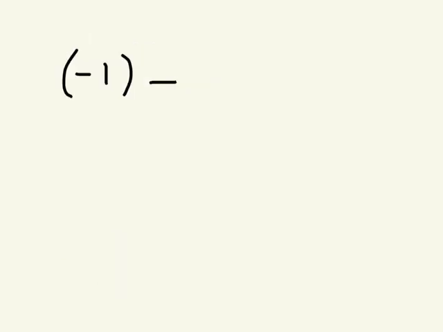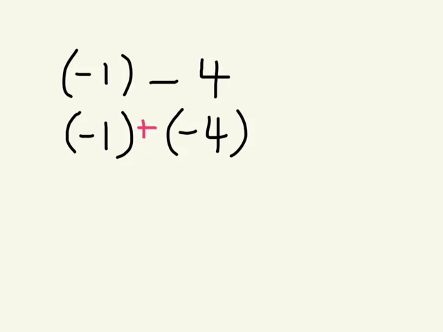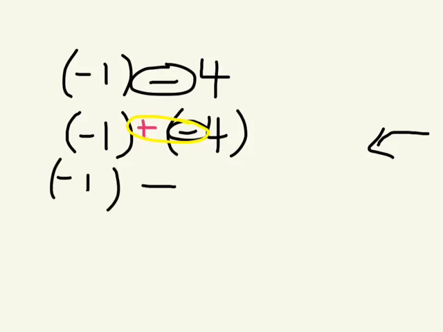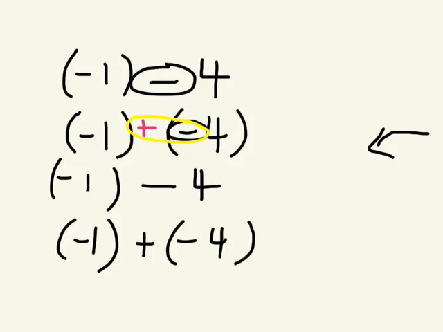Negative 1, take away 4. How would I rewrite this as an addition statement? So we can leave our negative 1, but if I put a plus here, if I add a negative, if you add in a negative, you're still moving to the left on a number line, you're still taking away, because a positive and a negative is still equal to a negative. So negative 1 take away 4 is the same as negative 1 plus negative 4.